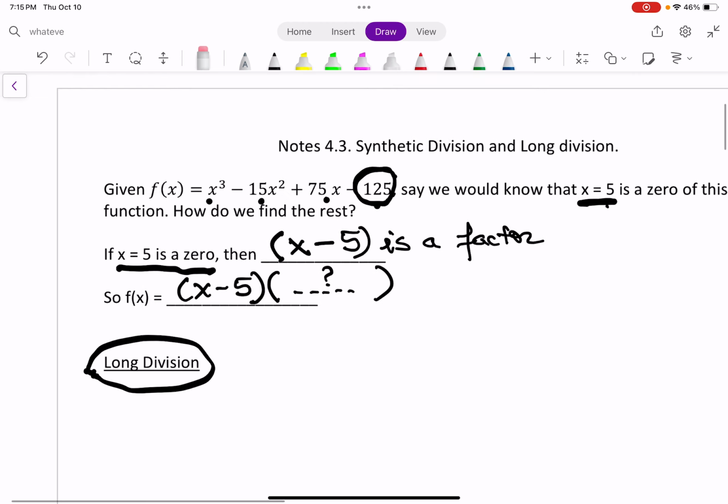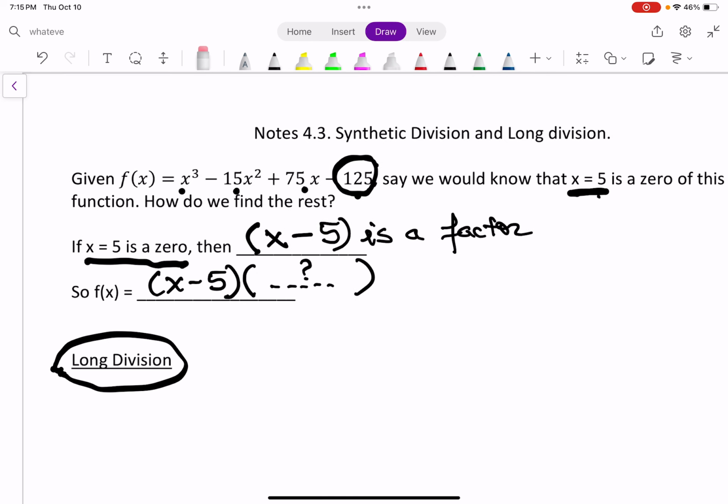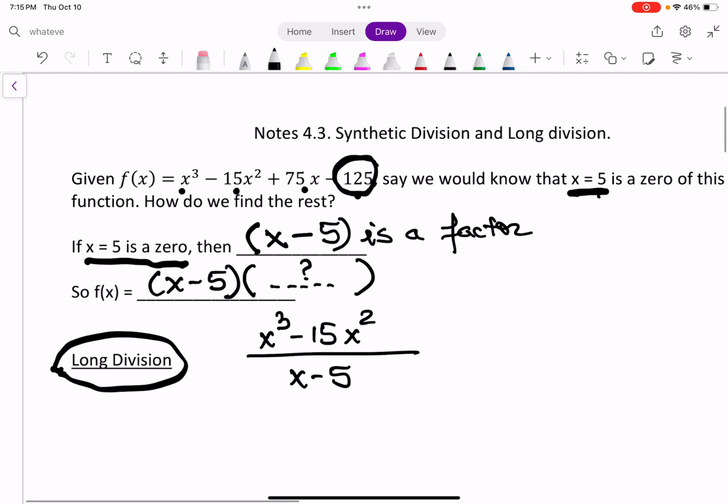Now the question is, if I have this x minus 5 as a factor, how do I find the rest? Well, I must divide x minus 5 out of x cubed minus 15x squared plus 75x minus 125.